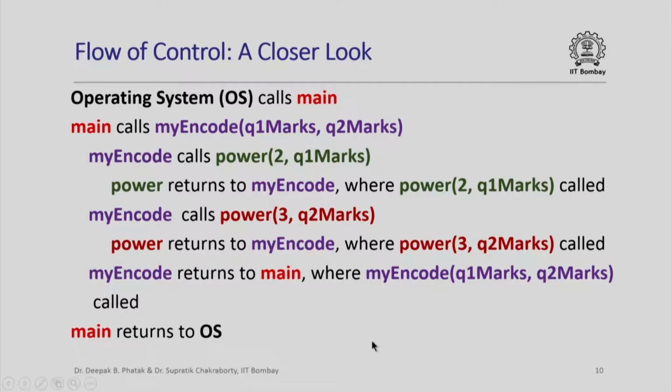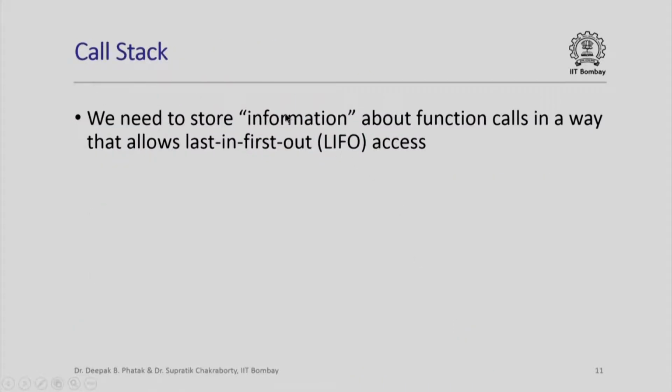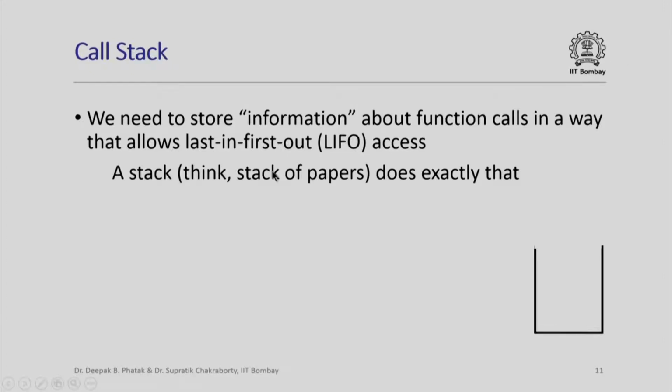So if you look at the way I was managing the information over here, I basically needed to keep track of which function was called, but whenever there was a return, I wanted to access information about the latest function that was called. So I really need to access information in the last in first out order. So that is what we need to do. We need to store information about function calls such that we can access them in the last in first out order. But this is exactly what a stack allows us to do.